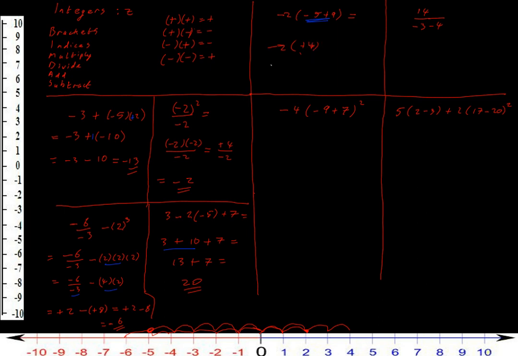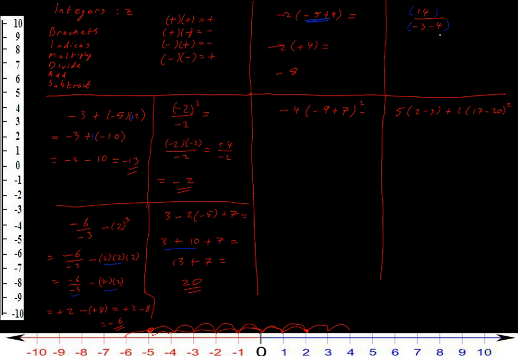Plus 4. So I have minus 2 multiplied by plus 4. A minus multiplied by a plus is going to give me a minus, and 2 multiplied by 4 is going to give me 8. Next problem. Middle of my page now. Actually, I'll do my division here first. So top right. 14 divided by minus 3 minus 4. Now I know from previous work that if I have fractions, there's secret brackets around them here.